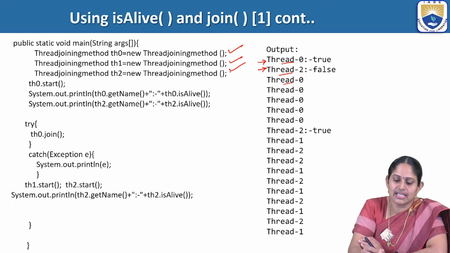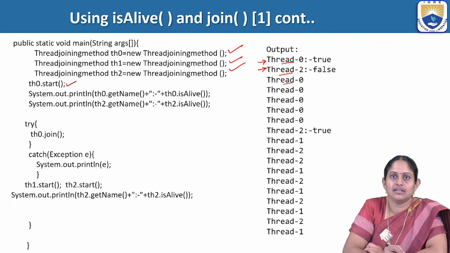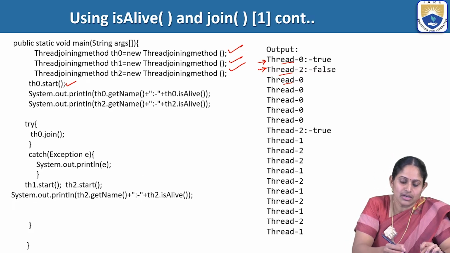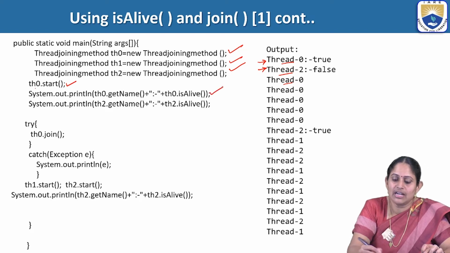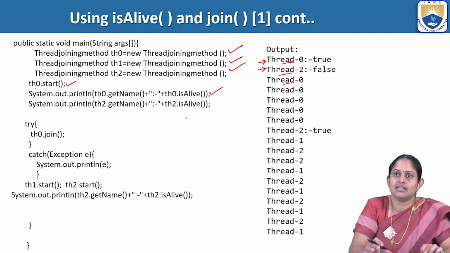So we are creating 3 threads. Then we are calling start on TH0. Now, what happens? Since TH0 has started, if you call isAlive on TH0, then that thread will return true since it started its execution.